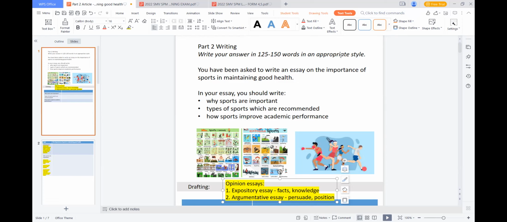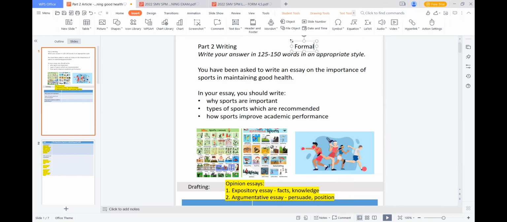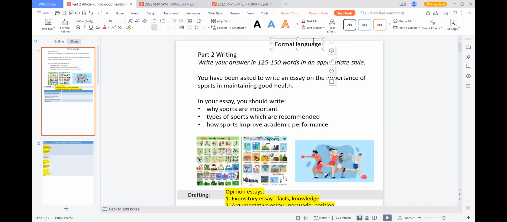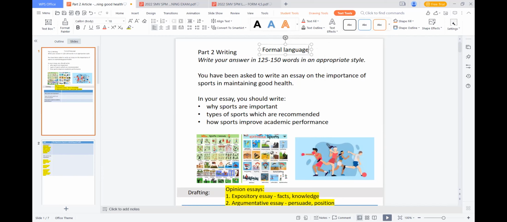And then, the language used must be formal language. You need to use formal language for article writing. You cannot use short form. Formal language, you don't use short form. You always use long form. What do you mean by short form? For example, I'm or you're. You don't use this. Do you understand? These are called short form. We don't use it.